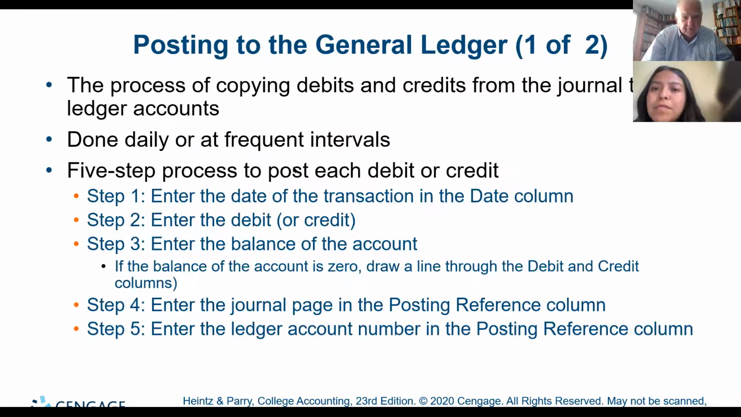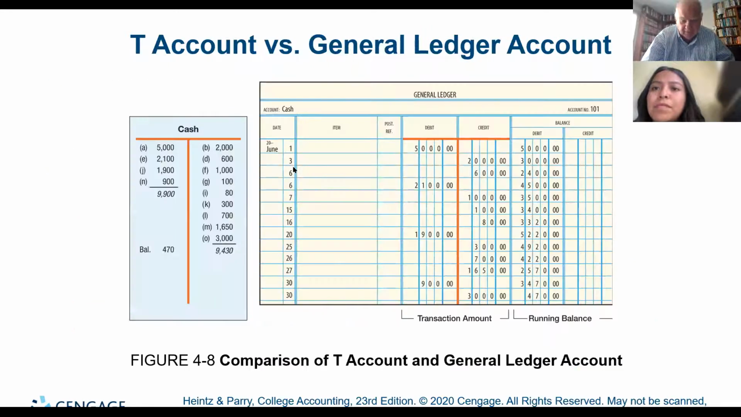So look at your T account. We have a balance of $470, right? We added up the debits, we added up the credits, and the high man wins. Cash should have a debit balance. If it has a credit balance, there's something wrong.